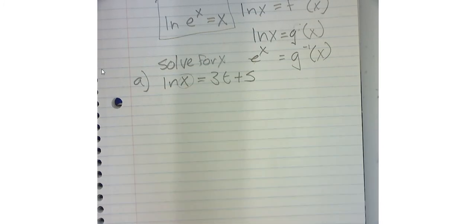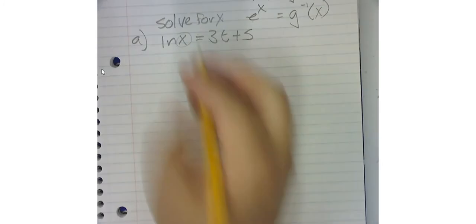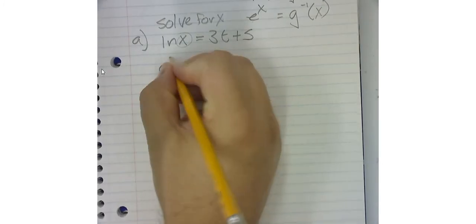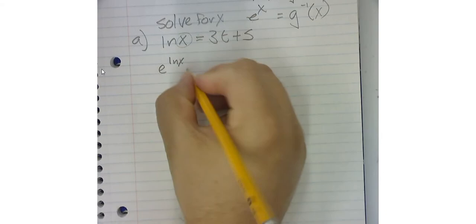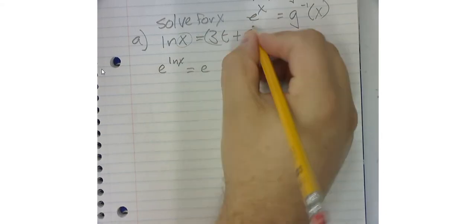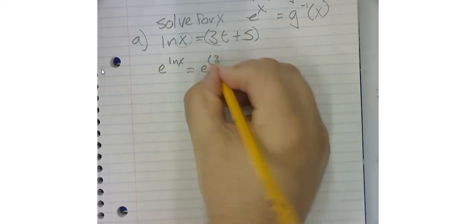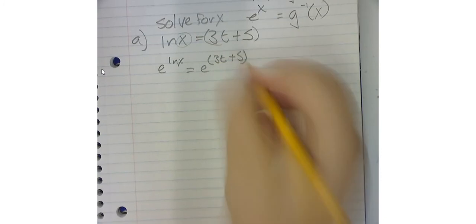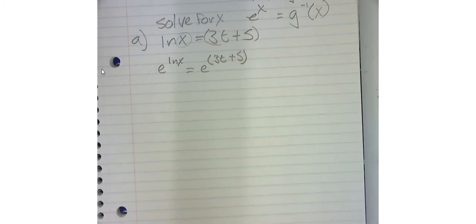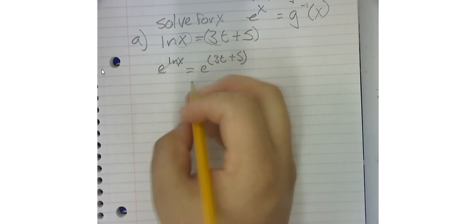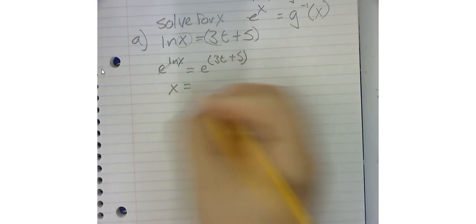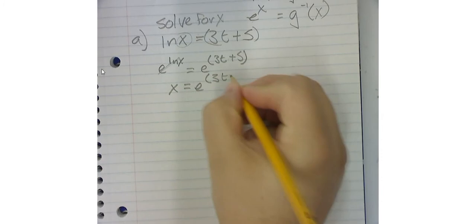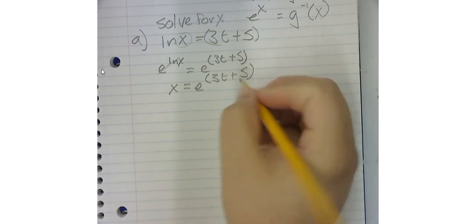In order to get the x by itself, what I need to do is raise everything to the e. So in my next line, I'm going to say e to the natural log of x is equal to e raised to that whole thing, 3t plus 5. Okay? And because these are inverses, they cancel. They undo each other. And then I'm left with e to the 3t plus 5. And that's it. That's the answer.